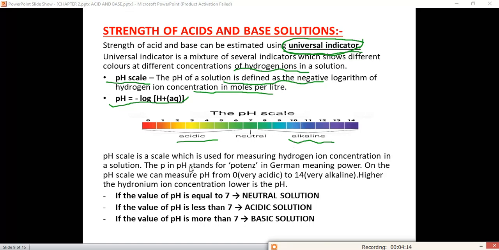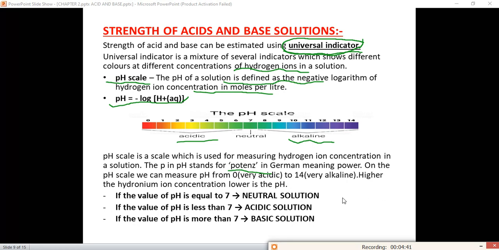The p in pH stands for potenz in German, meaning power. What is the meaning of potenz? The meaning of potenz is power. On the pH scale we can measure pH from 0, which indicates a very acidic solution, to 14, which is a very alkaline solution. The higher the hydrogen ion concentration, the lower the pH. As the value of H plus increases, the pH will decrease.